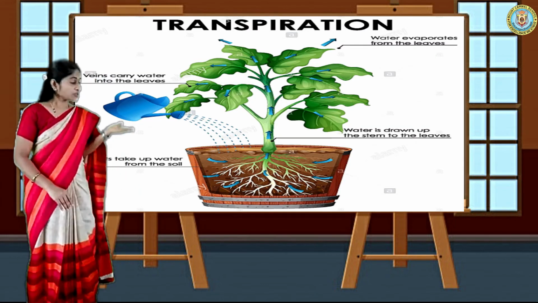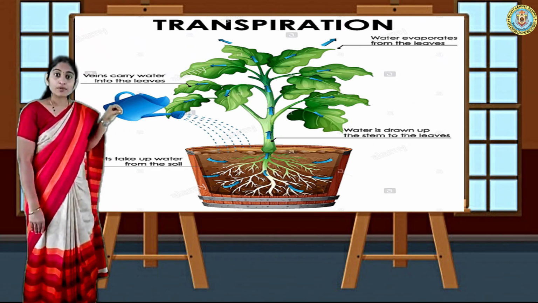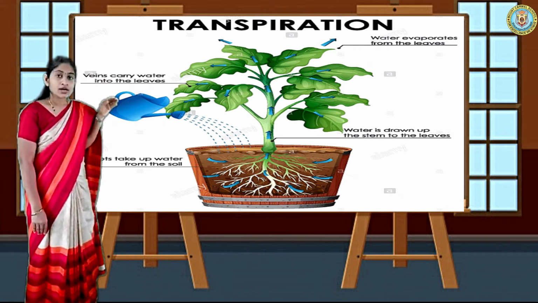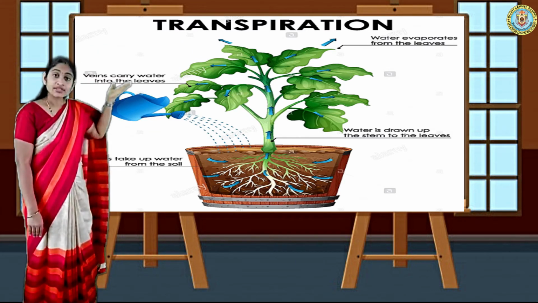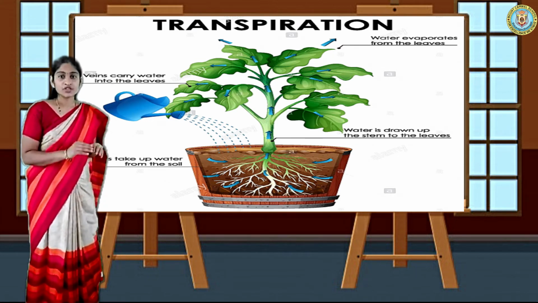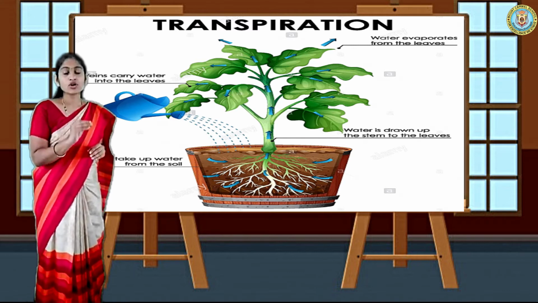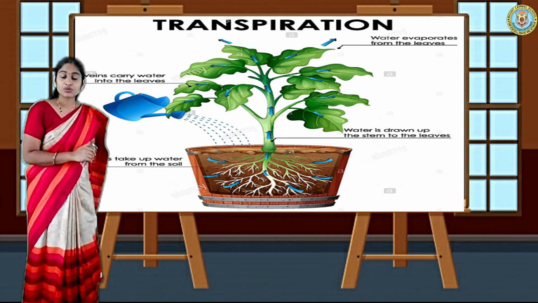See here, transpiration process means the evaporation of water droplets from the leaf. The water droplets that are there evaporate and go out of the leaf. That we can't see because it is invisible. Okay, the small amount of water vapors are coming out. That is called the transpiration process.